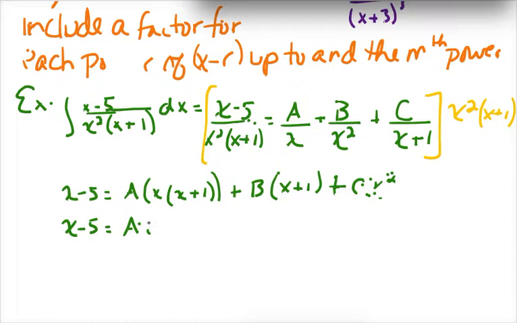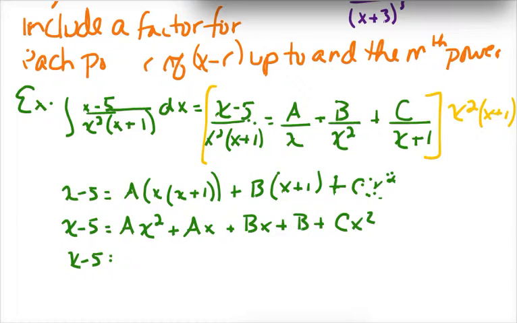So this is Ax squared plus Ax plus Bx plus B, and then Cx squared. Collect your terms. A plus C times x squared, plus A plus B times x, plus B.